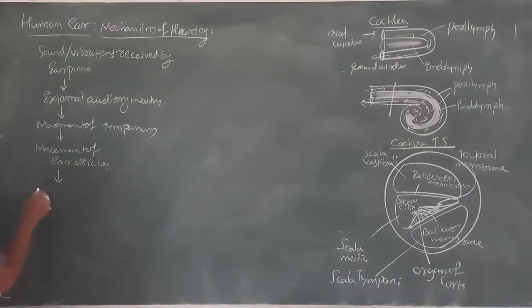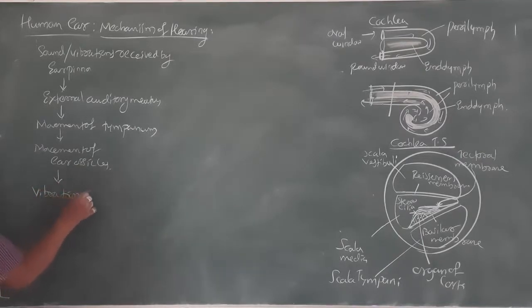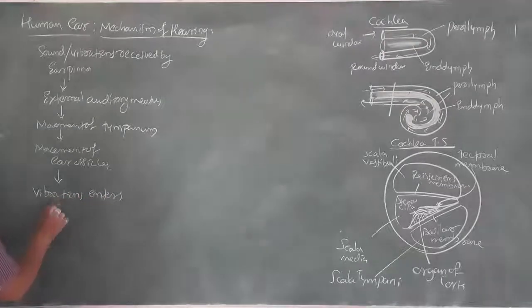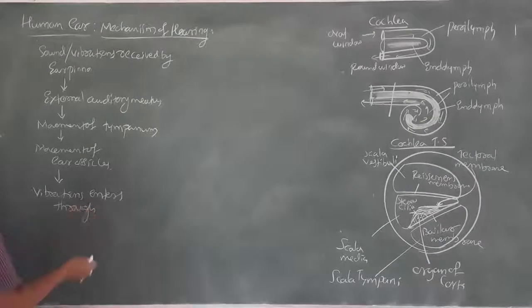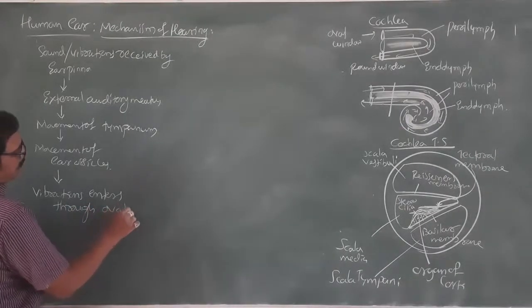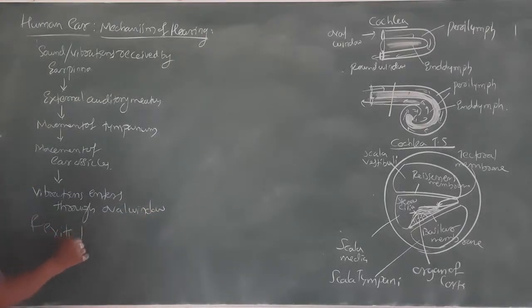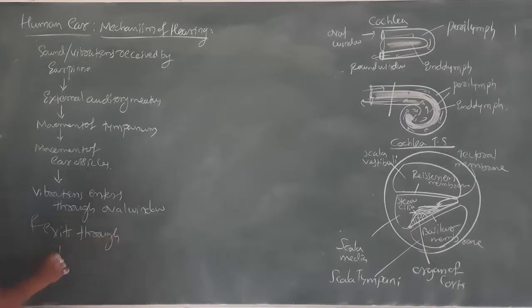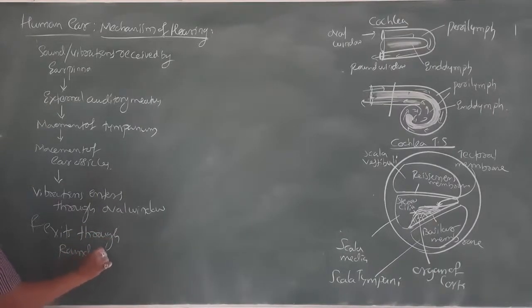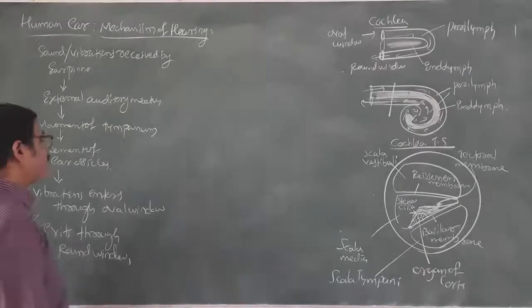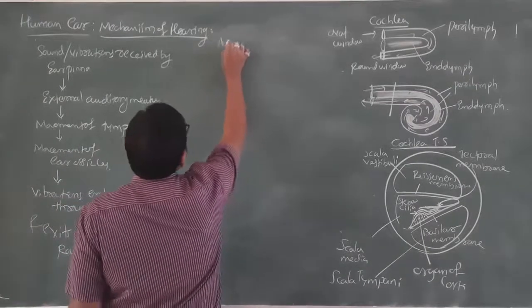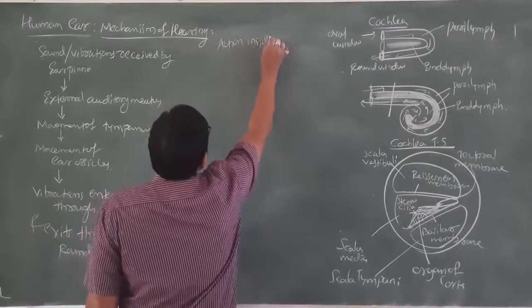Now the vibrations enter into the cochlea. Vibrations enter through the opening called the oval window and exit through the round window. Okay, what action happens inside the cochlea? That is important now, right? The action inside the cochlea.